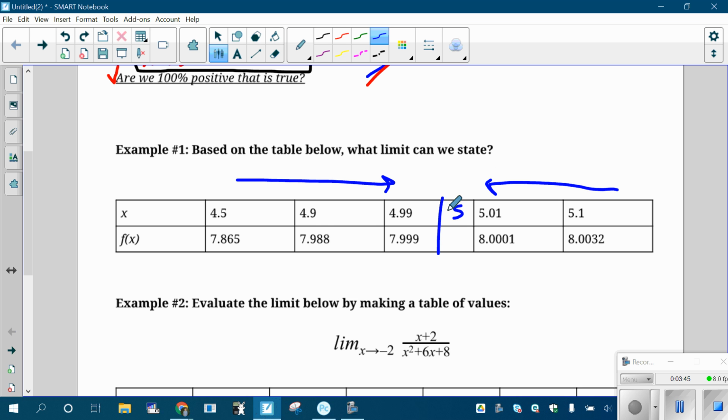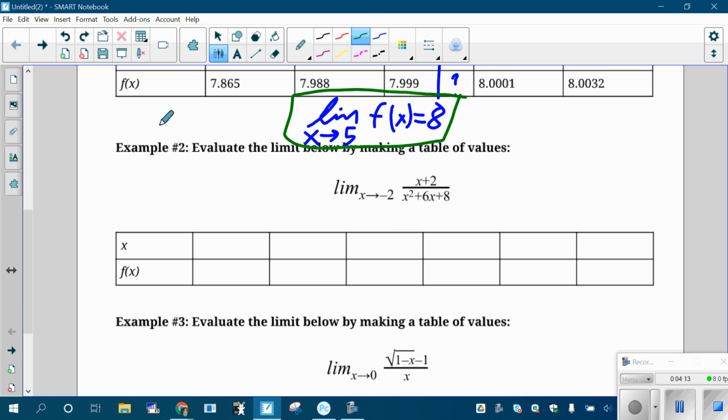Again, it's tempting to look at this and say, oh, it's just 8. We don't know that. It could be a hole in the graph. What we do know is that as our x values are getting closer to 5, our y values are getting closer to 8. That is definitely true. This limit statement is definitely true.